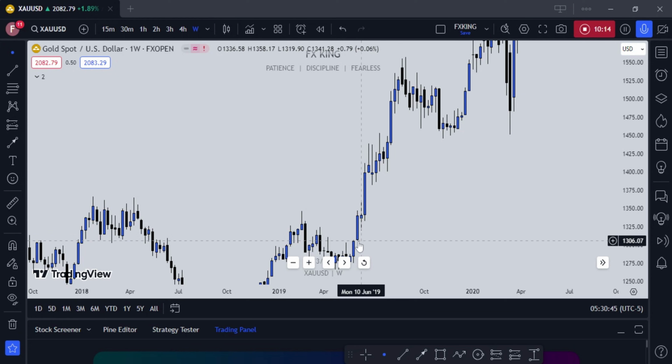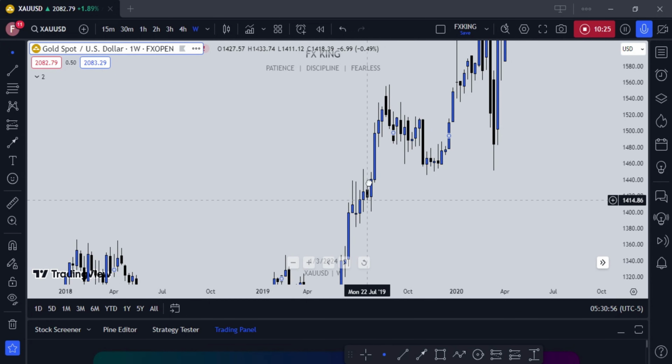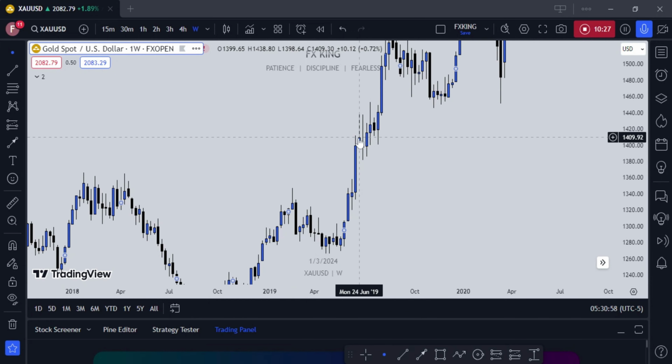Once it takes out the low of this candle, you switch into a 15-minute time frame and you wait for a CHoCH. Once you get the CHoCH, you can buy and target the high of this candle. So basically, a typical example is this case here.